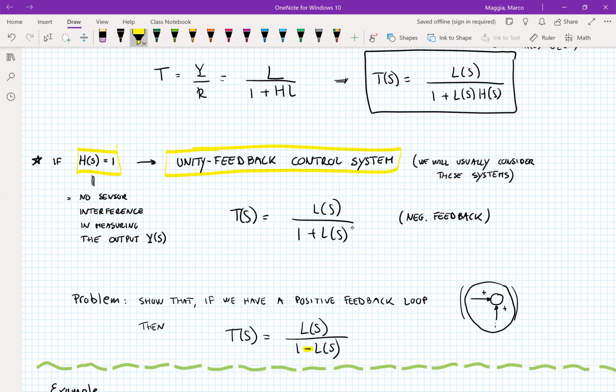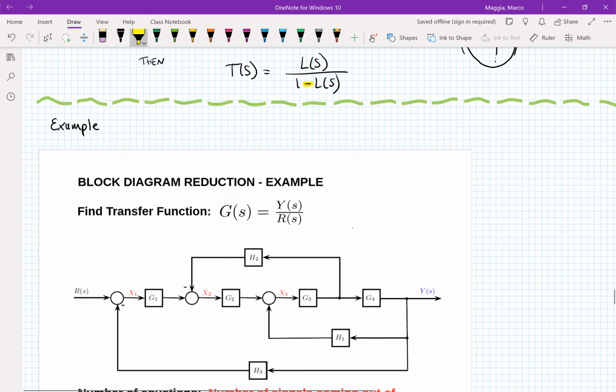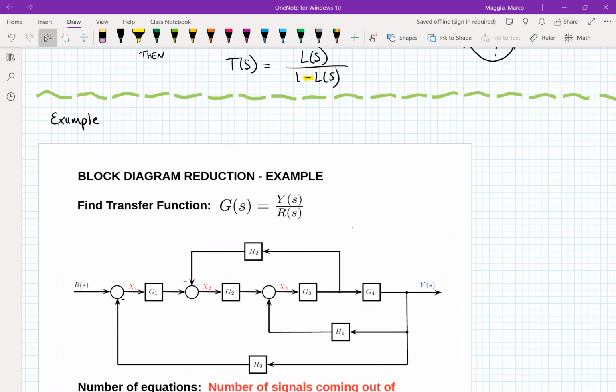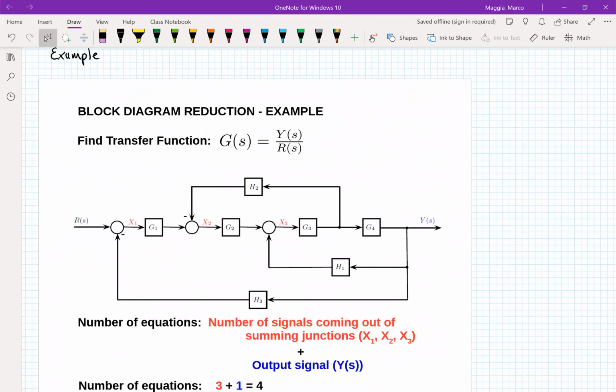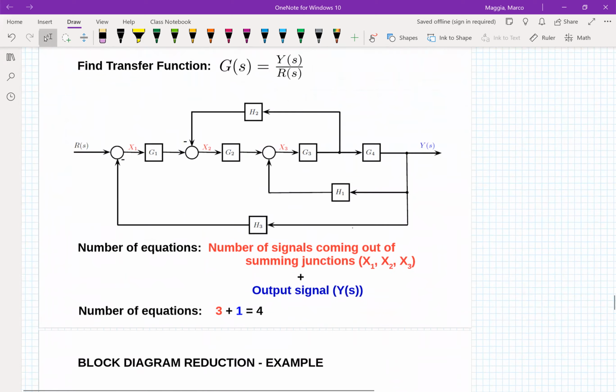Finally, you'll find here this block diagram reduction example, but Zara during the discussion will cover it, so you'll see it with her.